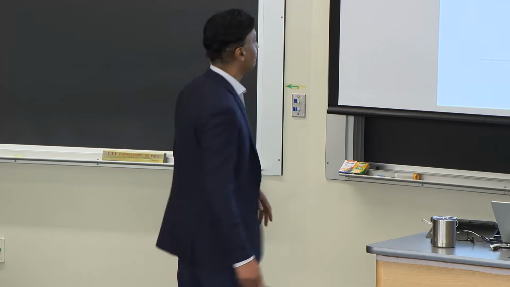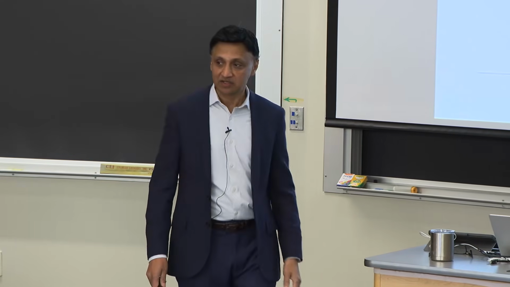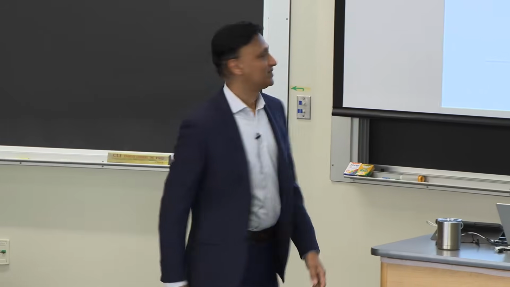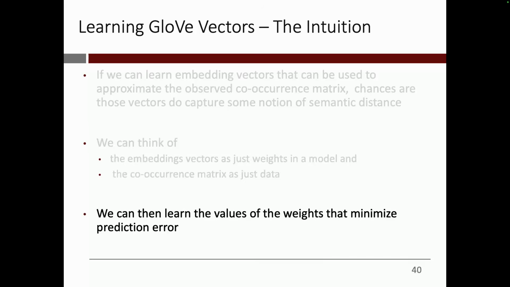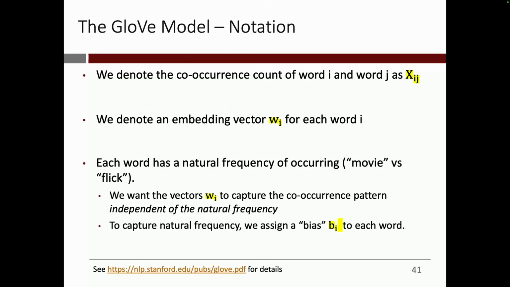Okay? And here you are thinking that linear regression is useless now that you've graduated to machine learning, right? So we can think of the embedding vectors that we want to figure out as just the weights in a model, in a little regression. We can think of the co-occurrence matrix as just the data we're going to use in this model to estimate these weights. And the model we're going to use is something like this.